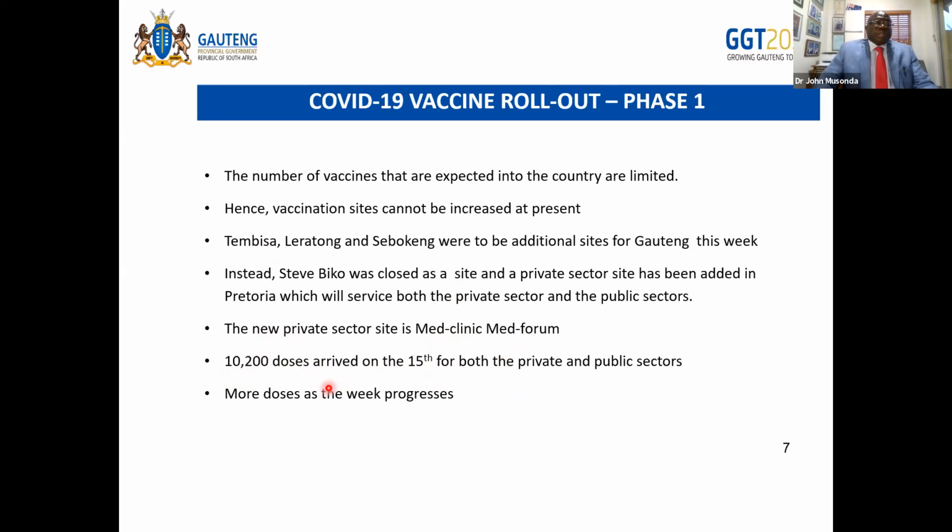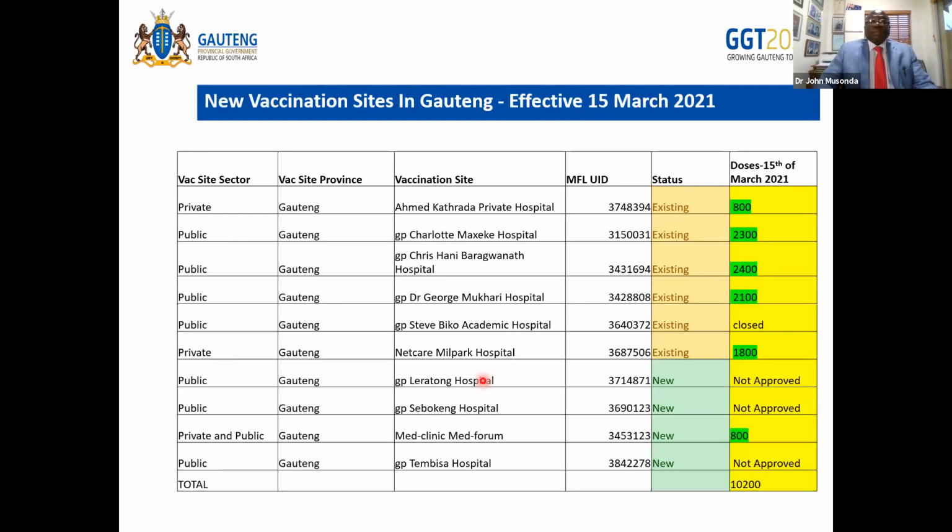From Monday the 15th, the province received about 10,200 doses, which were then distributed according to the sites. And more doses were expected as the week went by. This is the new vaccination sites in Gauteng. You can see these were the existing ones, and these were proposed to be the additional ones. But in the end, using logistics and available resources and available vaccines, these were the doses, how they were distributed.